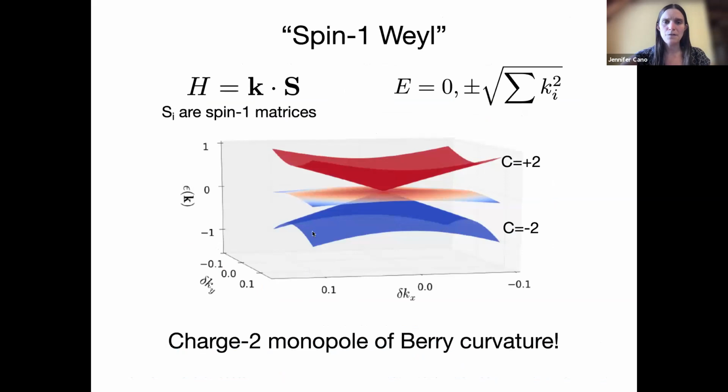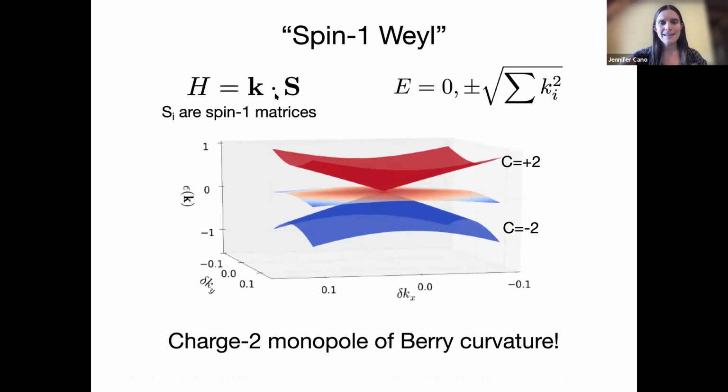So now I want to give a couple examples of these multifold fermions. The first example, which I think is one of the most interesting, is what we call a spin 1 Weyl fermion. The Hamiltonian looks like this. You can see the similarity to the Weyl Hamiltonian, but instead of being Pauli matrices, these S's are spin 1 matrices. So that's why we called it a spin 1 Weyl.